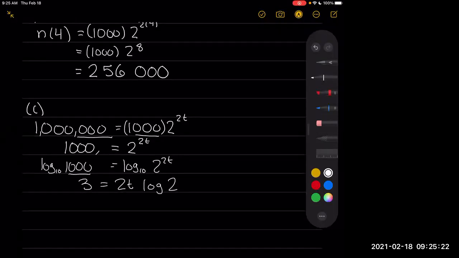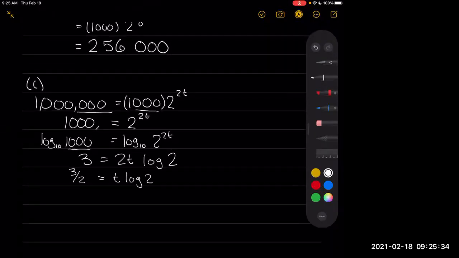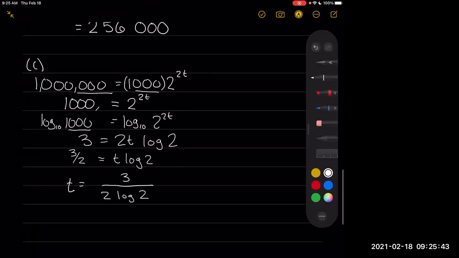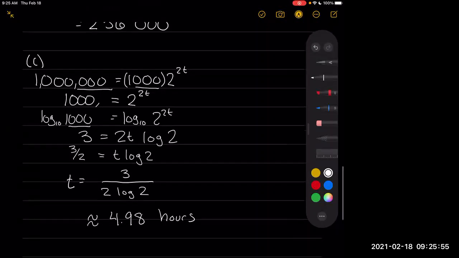Now we divide both sides by 2, so we get 3/2 equals t log of 2. Then we divide both sides by log of 2. So t equals 3 over 2 log 2, and this is approximately 4.98 hours. So it'll take about 5 hours for our population to reach 1 million.